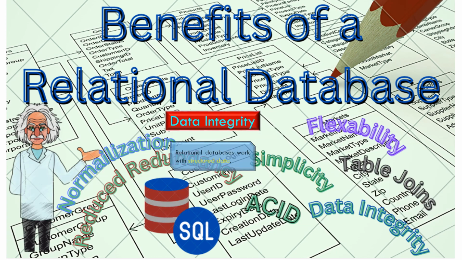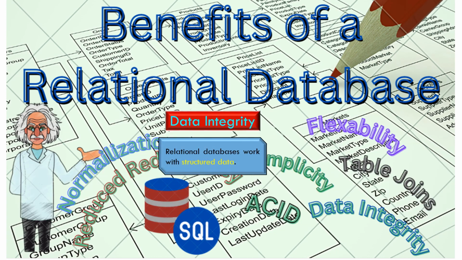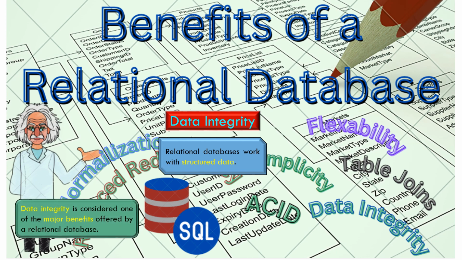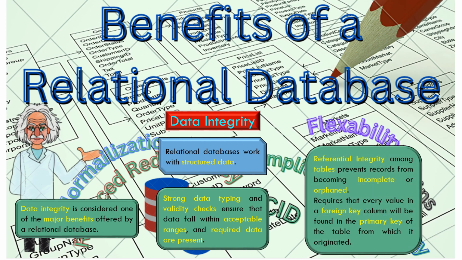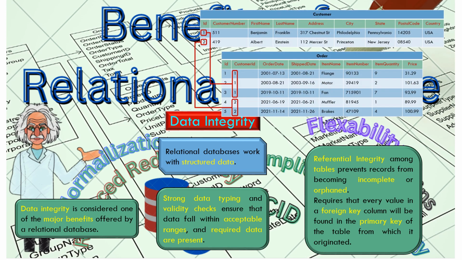With data integrity, relational databases work with structured data. Data integrity is considered one of the major benefits offered by a relational database. Strong data typing and validity checks ensure that data fall within acceptable ranges and required data are present. Referential integrity among tables prevents records from becoming incomplete or orphaned, and requires that every value in a foreign key column will be found in the primary key of the table from which it originated.